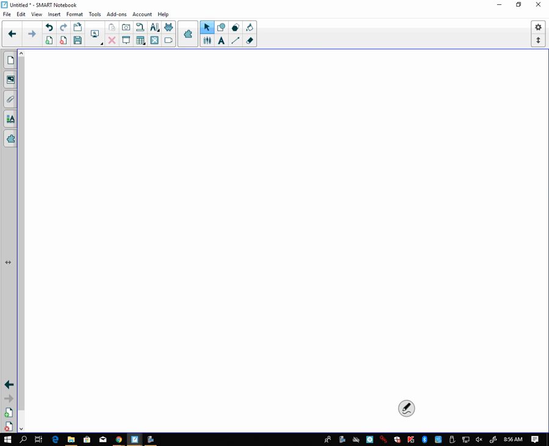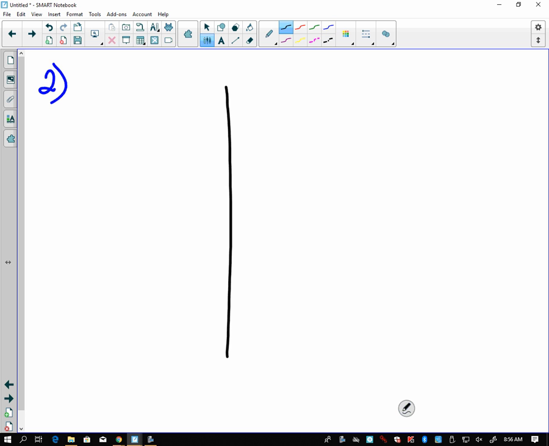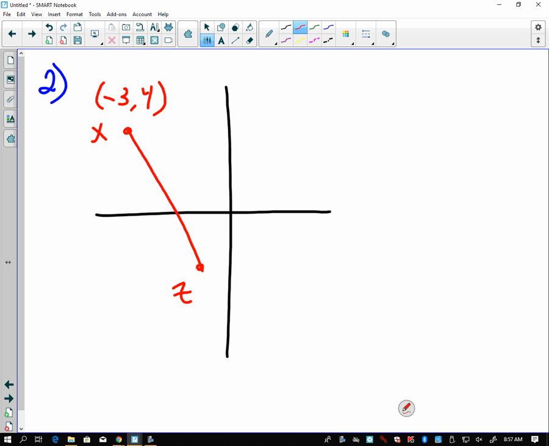All right, question number 2. Question number 2 is going to give you a coordinate plane with a line segment, and it's going to tell you what the endpoints are. Let's call them X and Z. Let's say this is -3, 4, and Z is -1, -2. The question is going to be, what is the midpoint Y? What are the coordinates for Y?